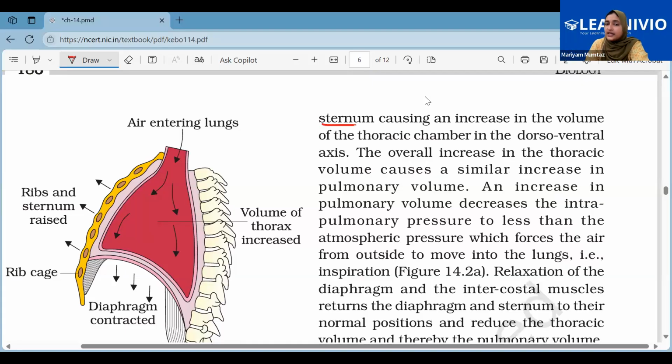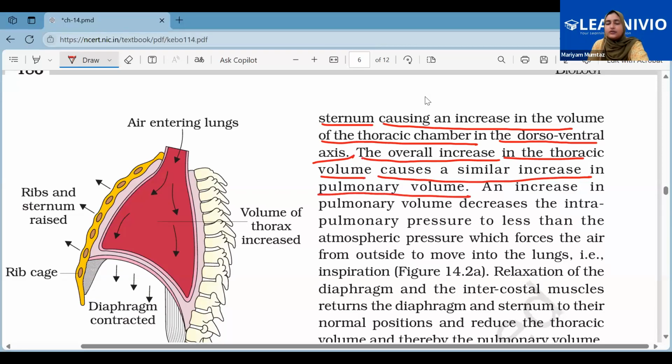The sternum also lifts up, which is the flat bone right in the middle of our body. This causes an increase in the volume of the thoracic chamber in the dorsoventral axis. Dorsoventral means back and front, so the volume is increasing towards the frontal side. The overall increase in the thoracic volume causes a similar increase in the pulmonary volume, because we have established that whatever happens to the thoracic cavity, the same will happen to the pulmonary cavity.